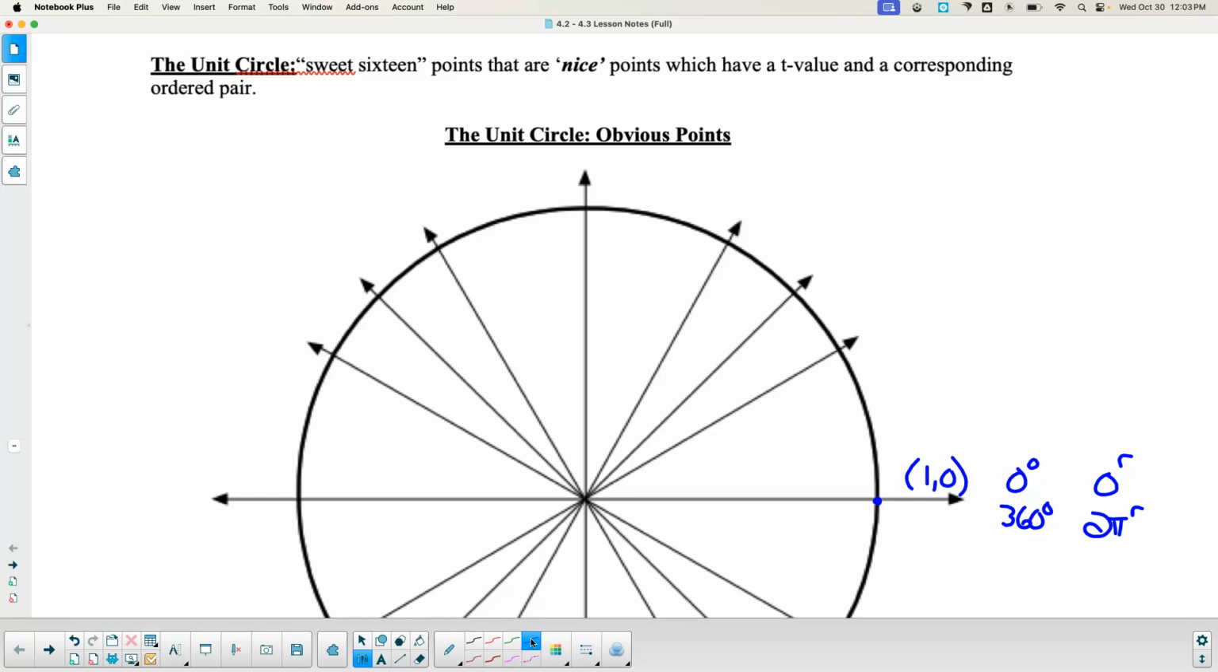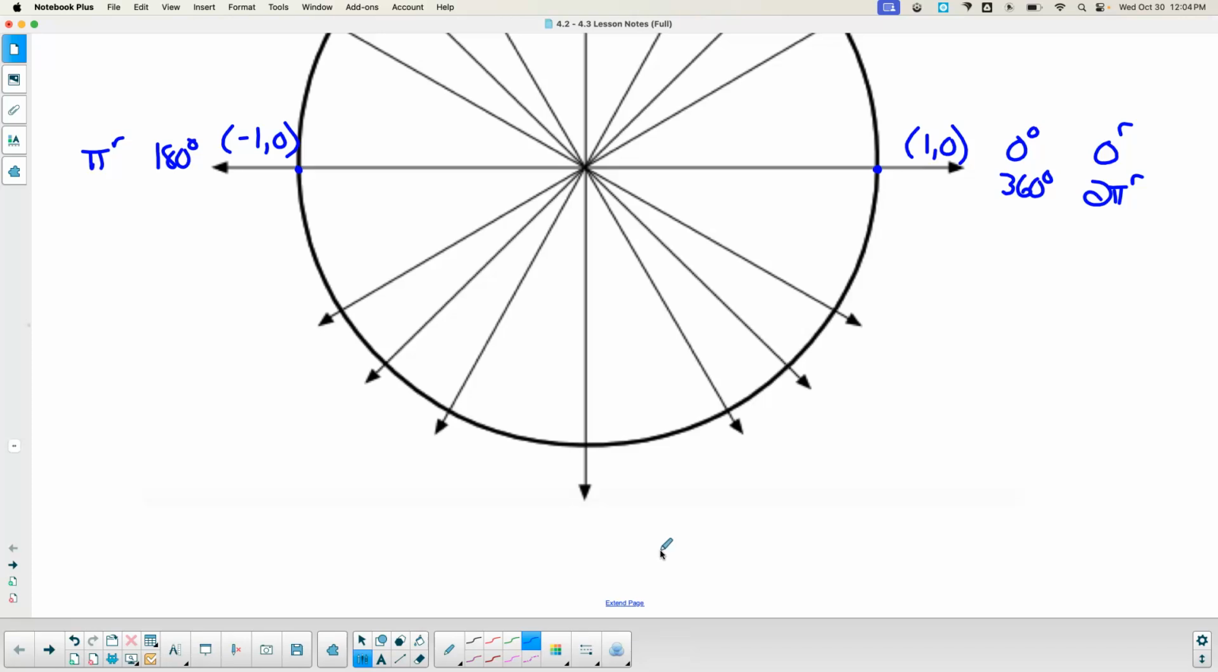Then we took that whole circle and divided it in half. That's the point (-1, 0), which is 180 degrees, which is pi radians. We took those degrees and radians and divided them in half. Then we divided those halves in half, and we got this point up here, (0, 1), which was 90 degrees, or pi over 2 radians. And we also found this point down here, (0, -1), and that was 270 degrees, or 3 pi over 2 radians. Okay? So that's where we left off yesterday.